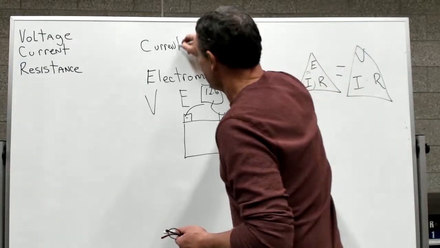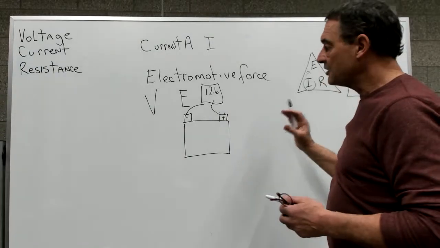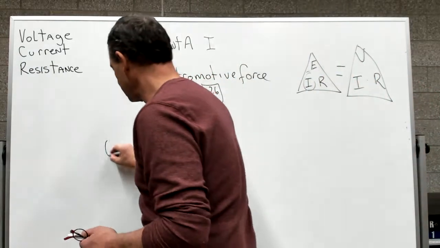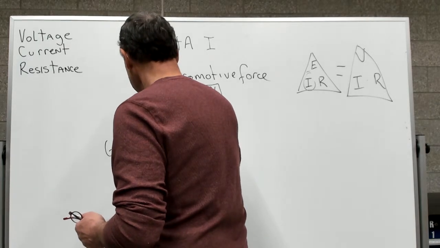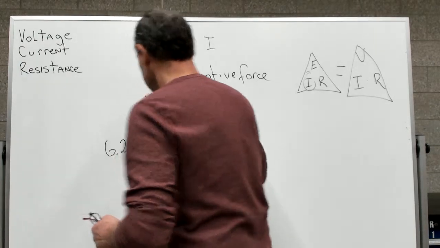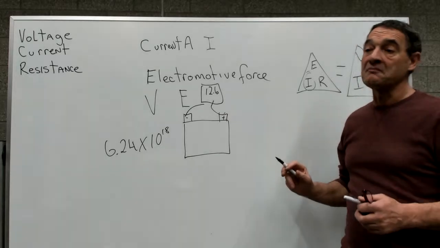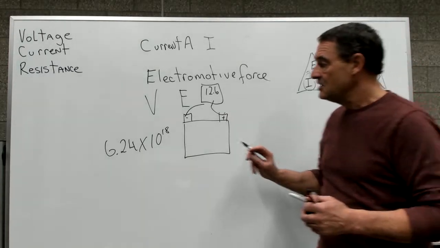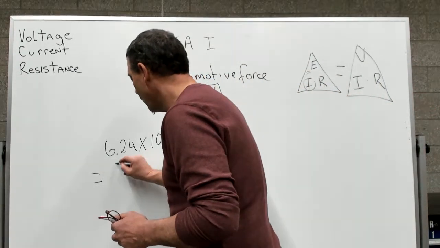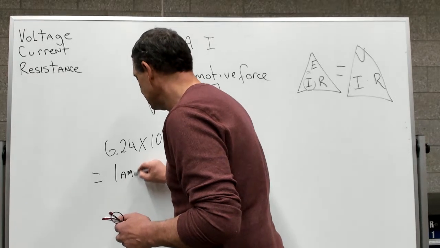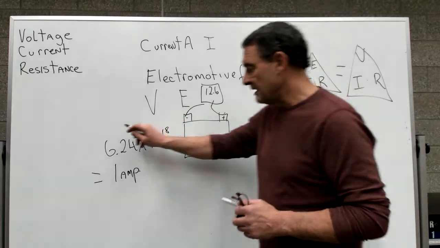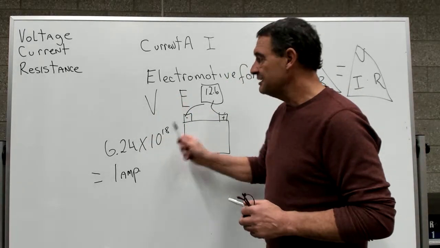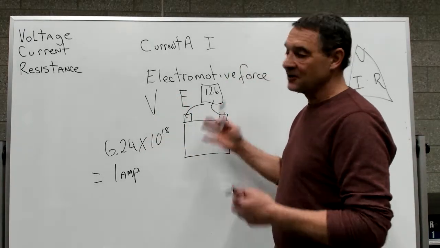But we better finish that. The amount of current is 6.24 times 10 to the 18th power, which works out to 6.24 billion electrons, which equals 1 amp. So if you have that many electrons flowing through a conductor, measured in 1 second, that's how many electrons are flowing. So that's our current.